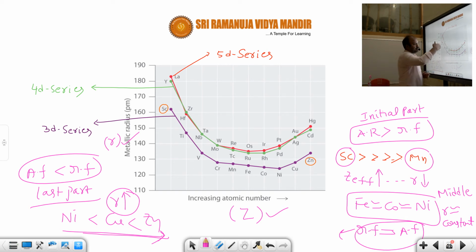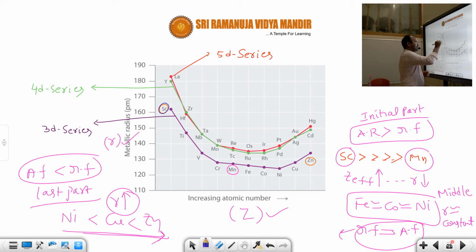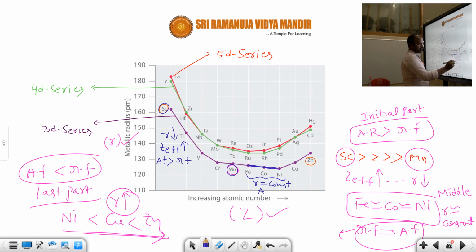What will happen in the graph? Initially from scandium to manganese, radius decreases due to the reason that effective nuclear charge is more. Why is the effective nuclear charge more here? Compared with repulsive forces, attraction force is more. In the middle part, iron, cobalt, nickel, radius is almost constant, almost a straight line. Why is it constant? Here in the middle part, attraction forces equal repulsive forces.